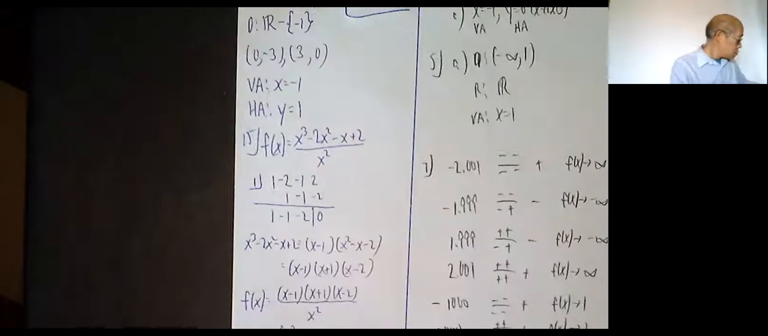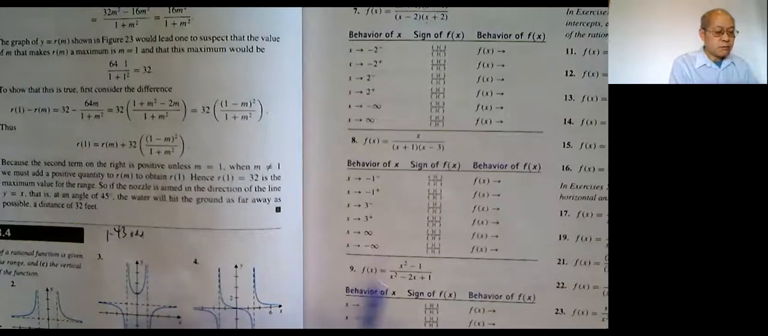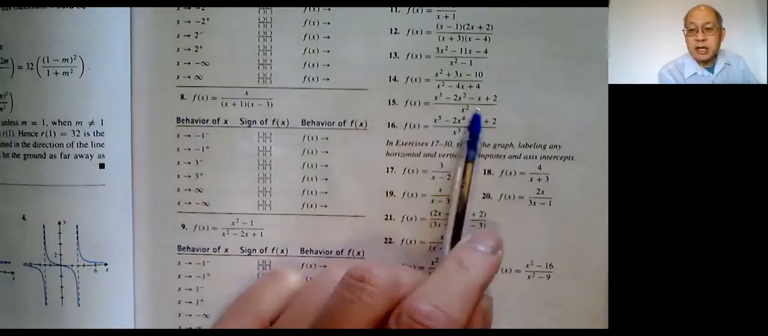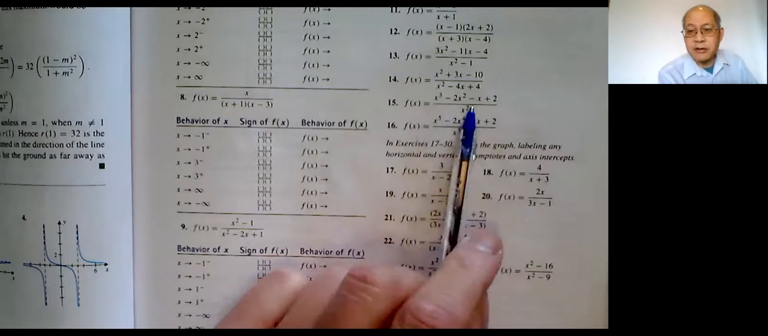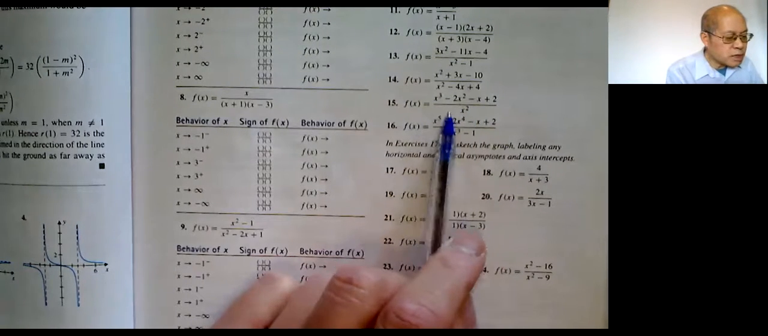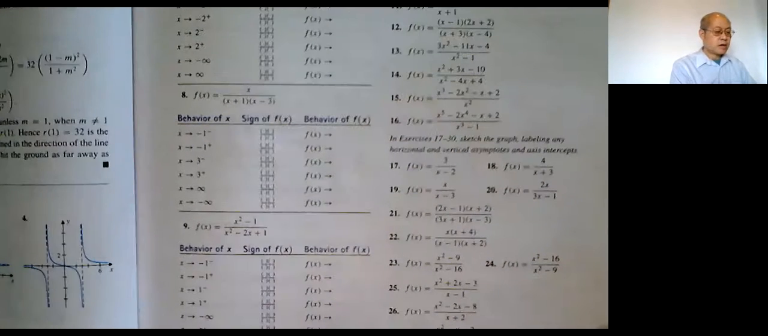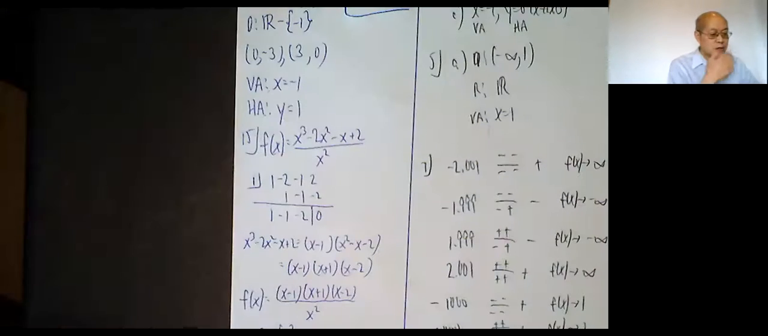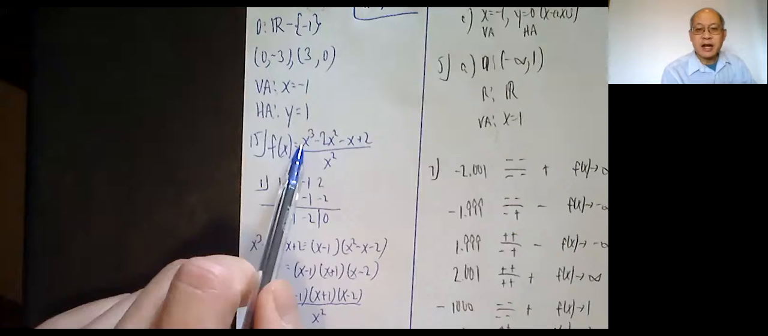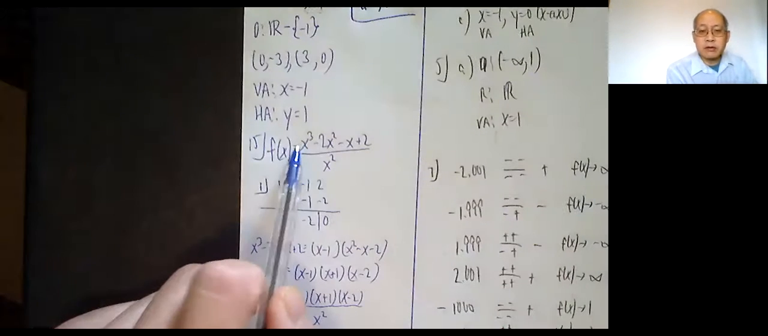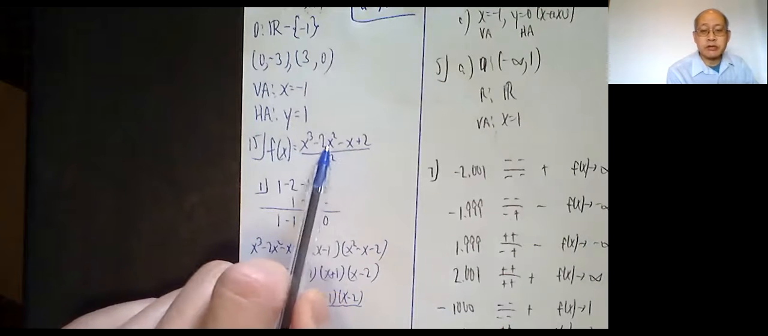Okay, then 15. They give you something more tricky, and I have to do some factoring for that. So x cubed minus 2x squared minus x plus 2, all over x squared. First I need to factor that, but I am noticing that if I plug in 1, I get 0. 1 minus 2 minus 1 plus 2 is 0.